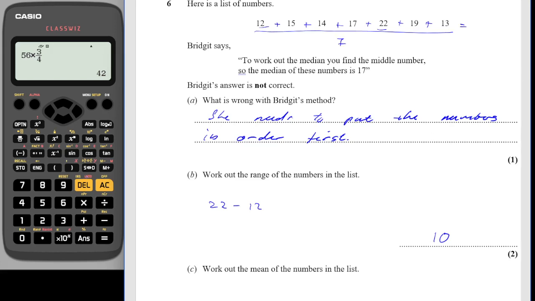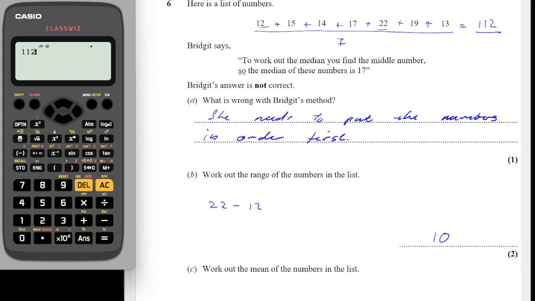I'm actually going to show that, which I don't always. So 12 plus 15 plus 14 plus 17 plus 22 plus 19 plus 13. Those numbers add up to 112. And then we're going to be dividing by 7. Just before we do, I'm expecting it to be a number roughly around 15. So divided by 7.